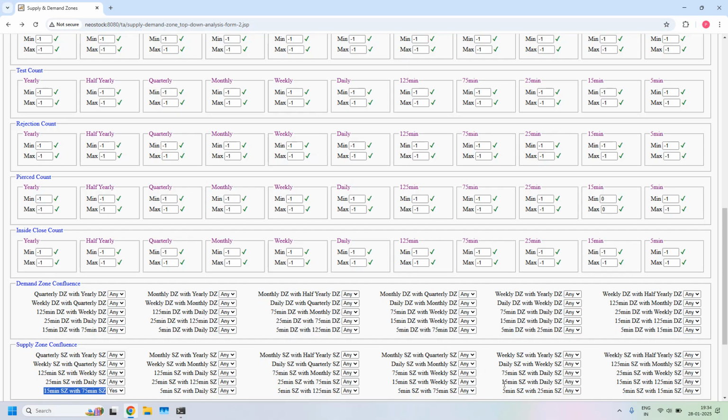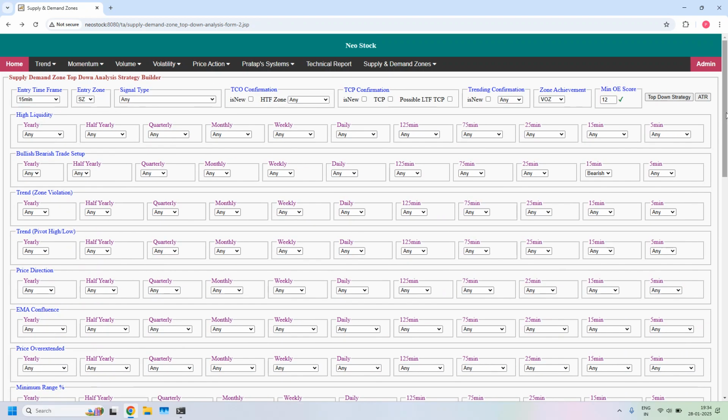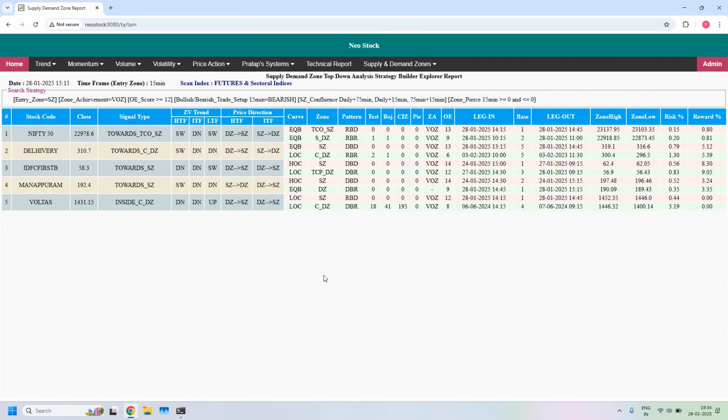Next, second filter is 15-minute supply zone with daily supply zone confluence is enabled, and 75-minute supply zone with daily supply zone is enabled. With all the three filters, LTF, ITF, HTF supply zone confluence, we got 5 stocks. That means in all these 5 stocks, these 15-minute supply zones are part of the 75-minute supply zones, and both together part of the daily supply zone, and daily trend is down in only 2 stocks.